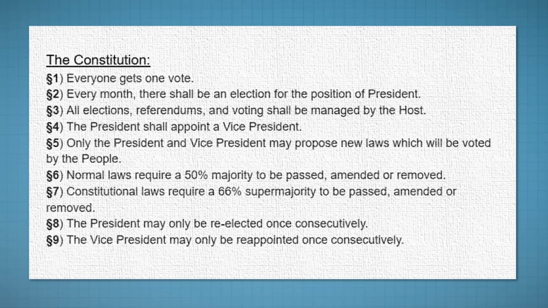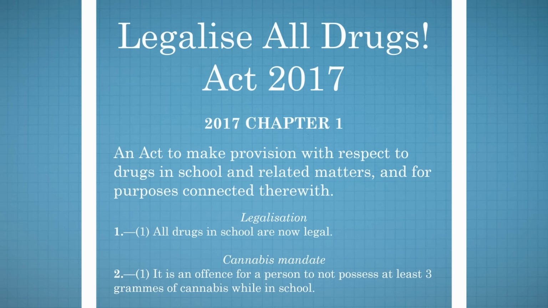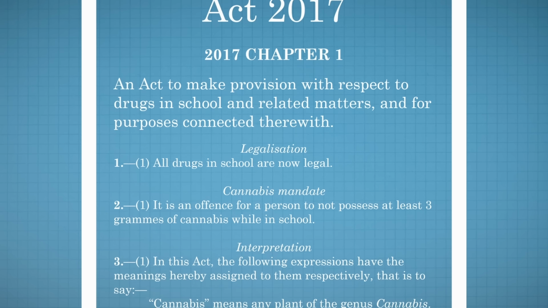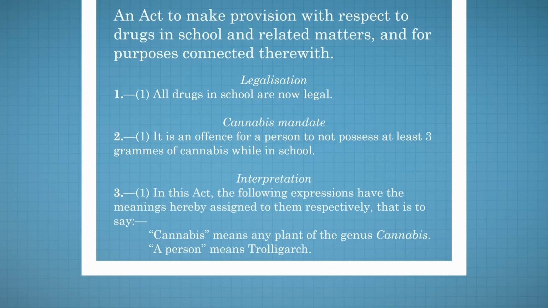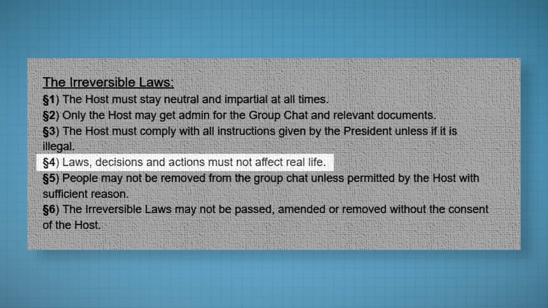Now, the constitution was pretty bare bones, that was kind of the point, and its open-endedness could lead to laws being passed mandating we all beat each other up, smuggle drugs into school, or blackmail each other. So, to prevent that from happening, I also had a set of irreversible laws that were, practically speaking, set in stone, with one of them being that laws, decisions and actions must not affect real life.